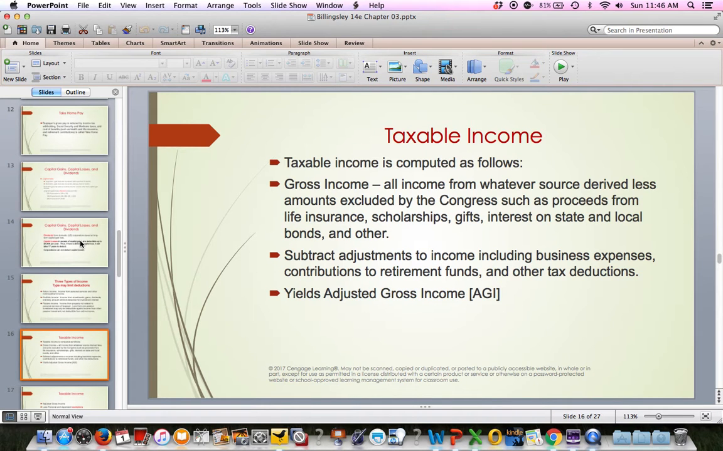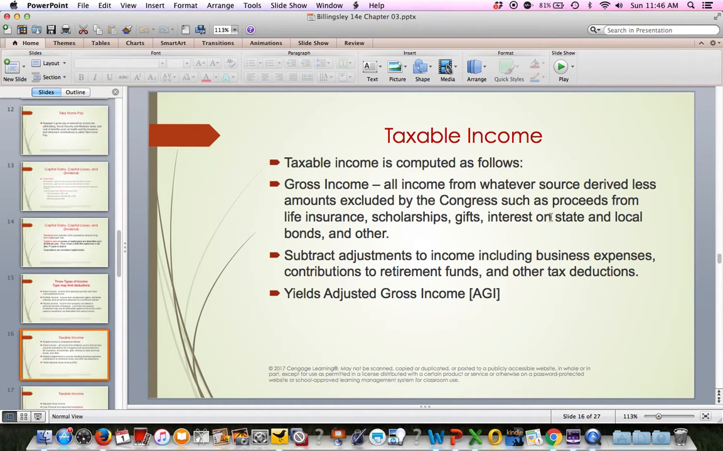So taxable income is your gross income from whatever sources derived less amounts excluded by the Congress. Basically, Congress writes tax law, such as proceeds from life insurance, scholarships, gifts, interest on state and local tax bonds, and others. So not all income is taxable. There's certain amounts of things you receive that will never be taxed. If you own a life insurance policy and you are beneficiary of that life insurance policy, so if somebody passes and you receive life insurance proceeds, it's not taxable.